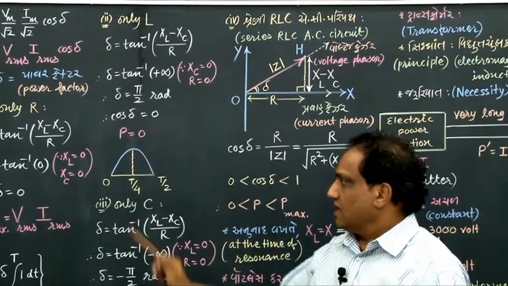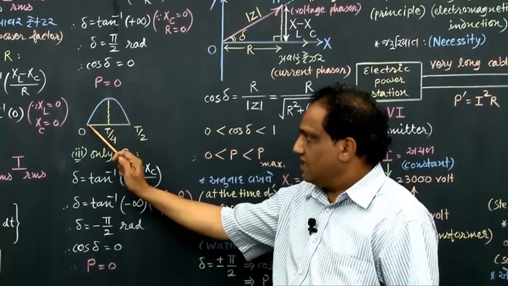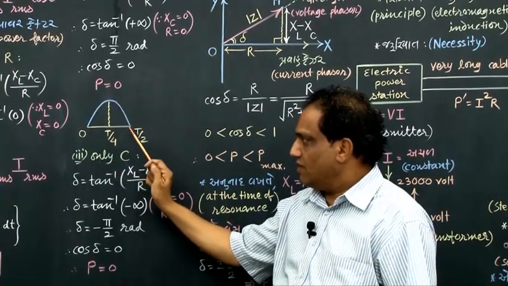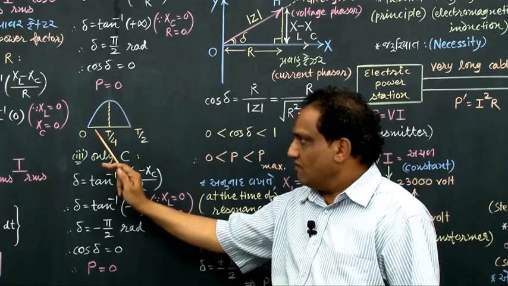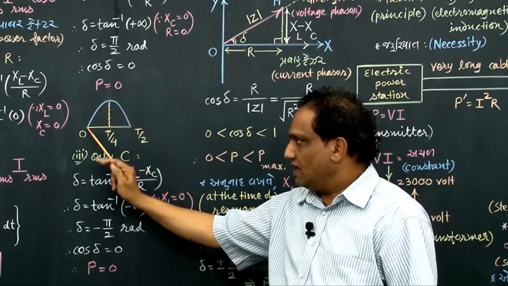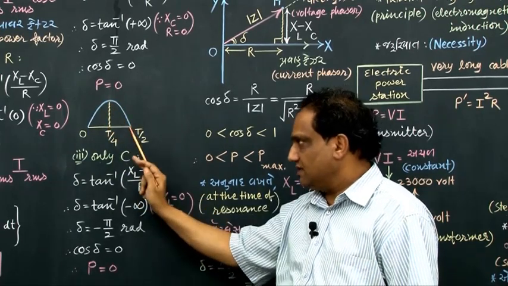Now tell me, when you talk about half cycle of alternating current, you can say time is changing from 0 to T by 2. This time is T by 4. From 0 to T by 4, current is increasing, and from T by 4 to T by 2, current is decreasing.